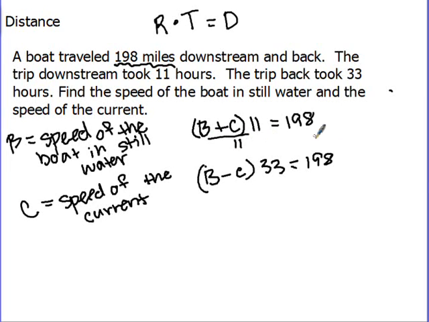We can now divide by 11. So now this equation right here would become B plus C equals 18. Here, if I divide by 33 on both sides, I would get B minus C equals 6.